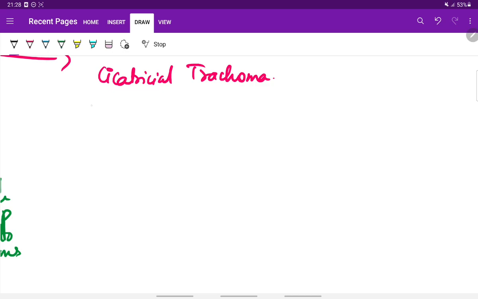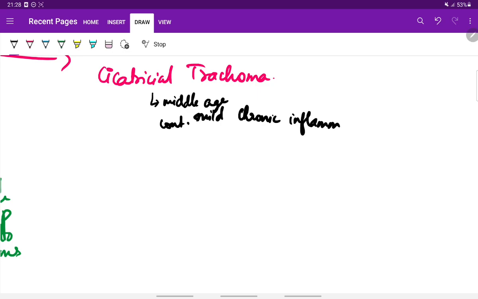The next phase is phase of cicatricial trachoma. This manifests in middle age, and this is due to continuous mild chronic inflammation, which is mediated by type 4 hypersensitivity reaction. Now let's see the signs of cicatricial trachoma. First, conjunctival signs.